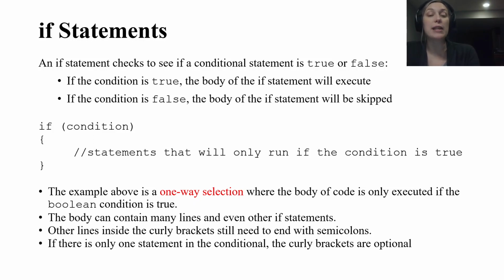If there's only one statement in the conditional, the curly brackets are optional. So if you just have a single line inside the if statement, those curly brackets are optional. You can still have them, you don't have to have them. If there's more than one line, you do need those curly brackets. Okay, so we're going to jump into a few examples and I'll show you exactly what we mean by condition being checked and some examples of those curly brackets being used.